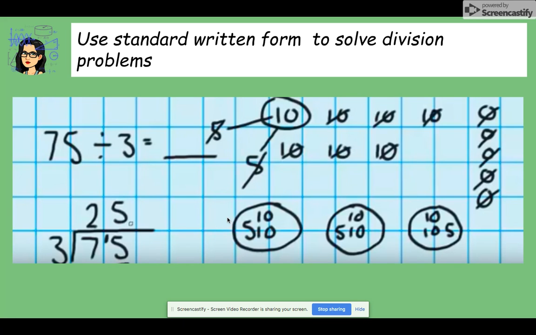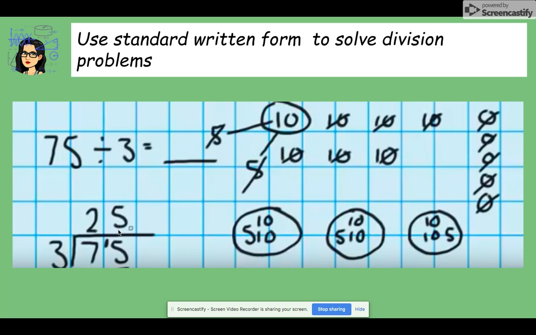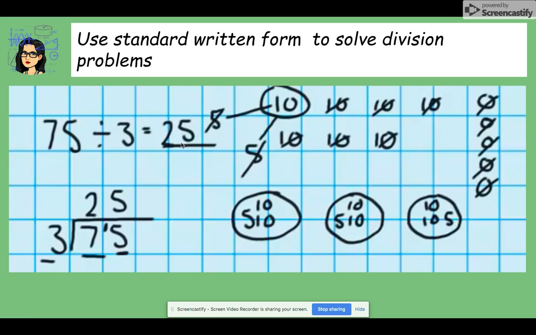And as you can see, to double check you're correct, you can see the answers here to the left in the standard written form. You can also see it in the visual aid to the right. So inside each group, we've got 10, 25. So 25 here matches the 25, which is the number there. And the answer to the original problem, 75 divided by 3, the answer, of course, is 25.